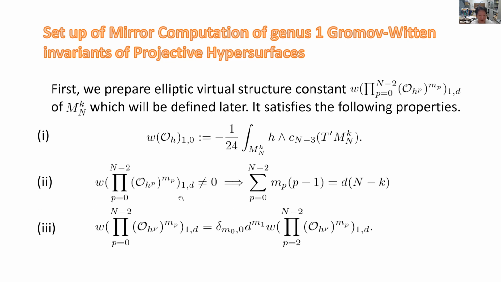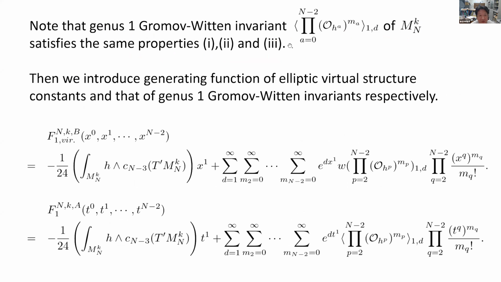And the second is the selection rule of the elliptic multiple vertical structure constants, given by this. And the third is the punctual condition, or punctual axiom, or Taylor axiom of the elliptic vertical constants. We omit the details here. But we have to note that these three characteristics are also satisfied by the genus 1 Gromov-Witten invariant, which counts the number of elliptic curves in the hypersurfaces.